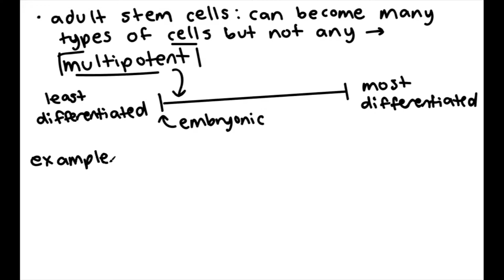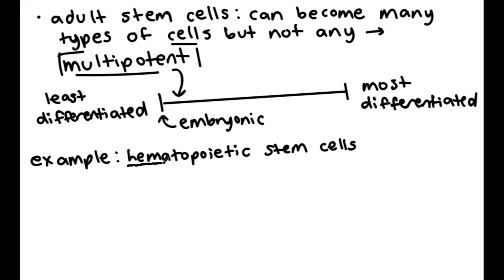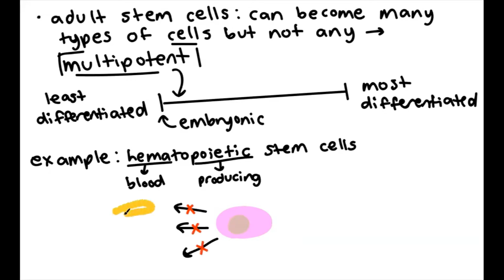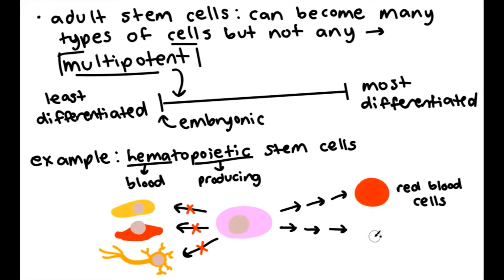For example, we have blood stem cells, also known as hematopoietic stem cells, with hema like heme, meaning blood, and poietic meaning producing. These cells can't become keratinocytes, cardiomyocytes, or neurons, but they can become red blood cells, B cells, and all the other cells that belong to the immune system.